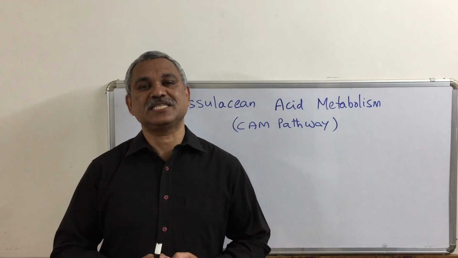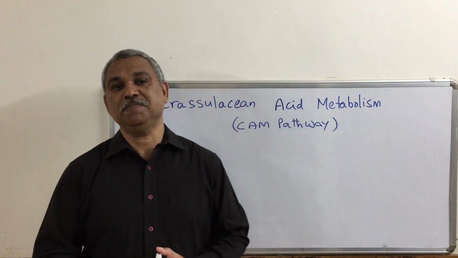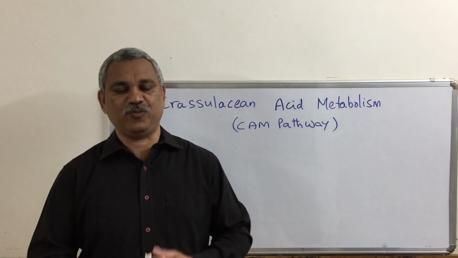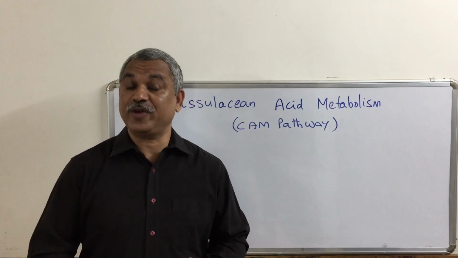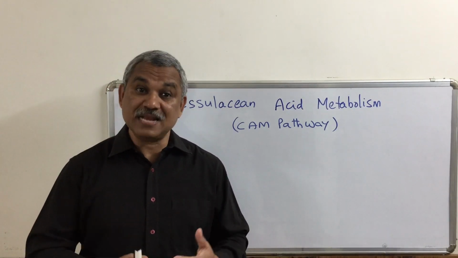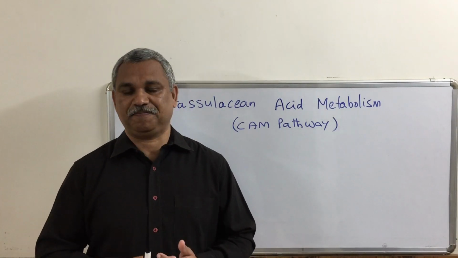Today we are going to discuss crassulacean acid metabolism, which is very commonly known as the CAM pathway. This is a pathway typically observed in plants that are growing in very arid areas.